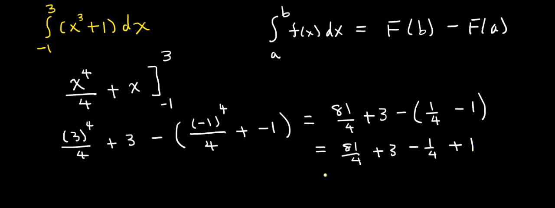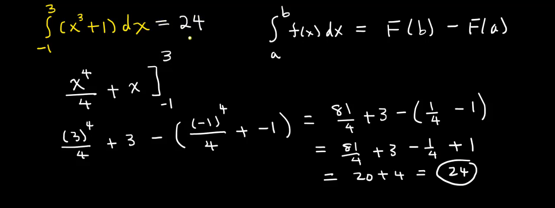So you get 81 minus 1 is 80. 80 divided by 4 is 20, plus 4, which is 24. So the answer to this is going to be 24. Now you could easily do this with the calculator, but remember, on the AP exam, there are portions where you cannot use a calculator. So you need to know how to do this without the calculator as well.